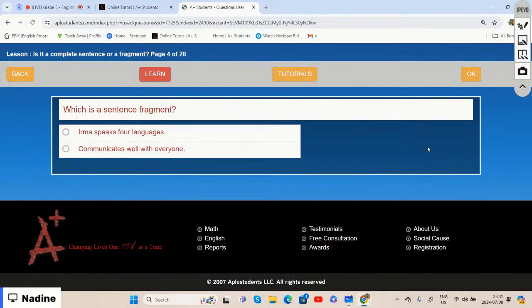All right, so if we were to select our sentence fragment, then we will say it is option two, which is communicates well with everyone. Because now our question is who communicates well with everyone, right? So that is option two. We need to ask ourselves who communicates well with everyone, which means that yes, it is missing a subject. It's not telling us who or what communicates well with everyone. It can be she, he, or the teacher communicates well with everyone, but it's not telling us who.